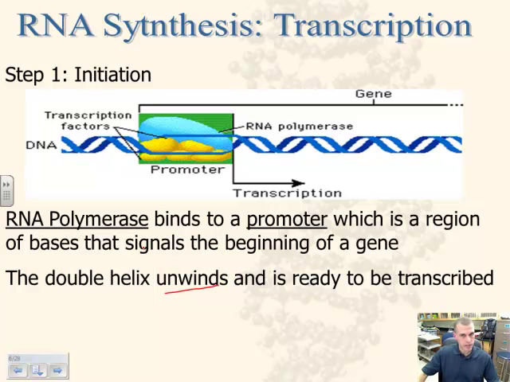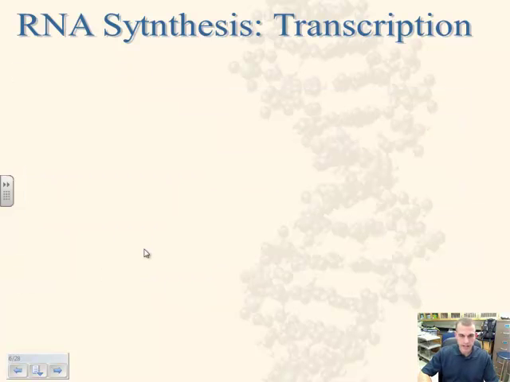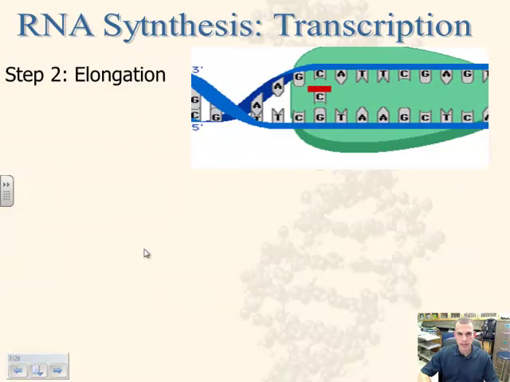So we're not really changing the language, but we are transcribing it from DNA to RNA. And that will allow us to eventually leave the nucleus and go off and do the job of where the ribosome is going to do what it needs to do. So moving on to the second step would be elongation.